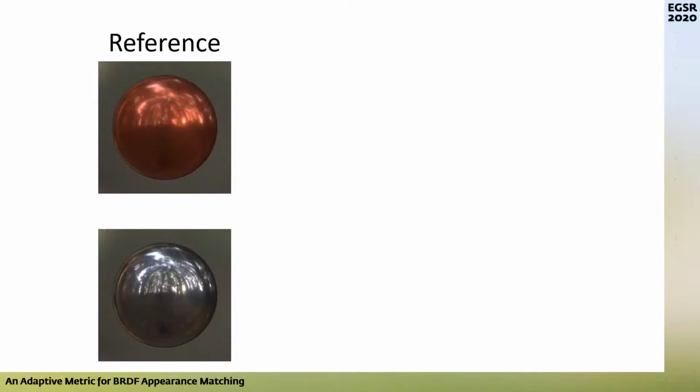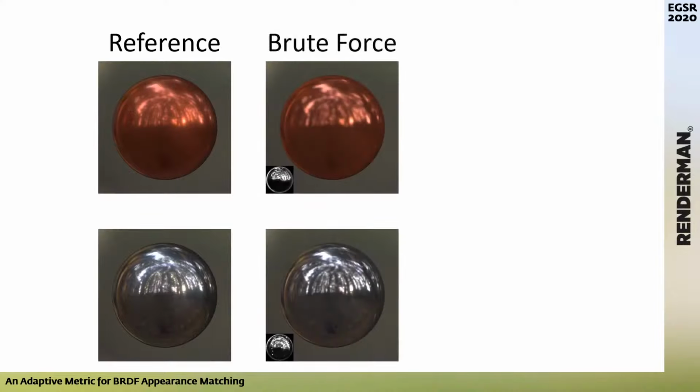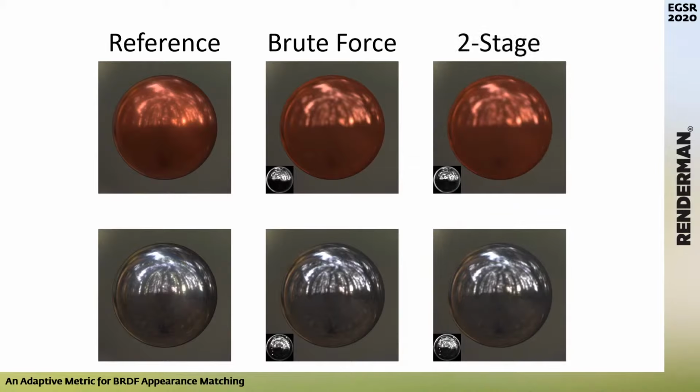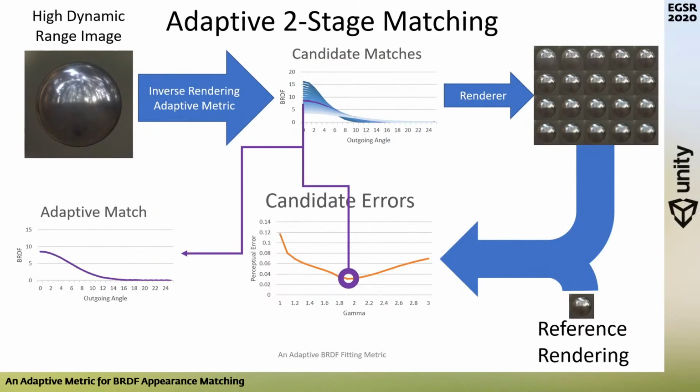Here we can see two more materials which we want to match. Here are the matches optimizing CSSIM directly. And here are the results from our two-stage system. The loss in quality going from directly optimizing our perceptual metric to using our two-stage approach is minimal. Clearly, the first inverse rendering stage of our algorithm is important, because if we have bad candidate matches, we will have a bad final result.